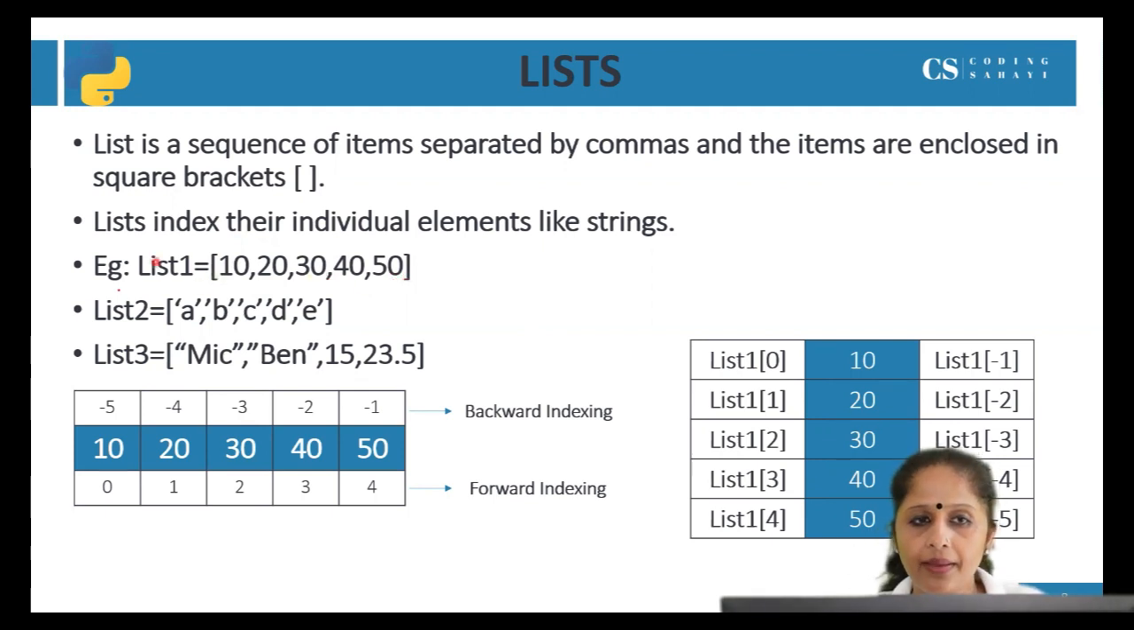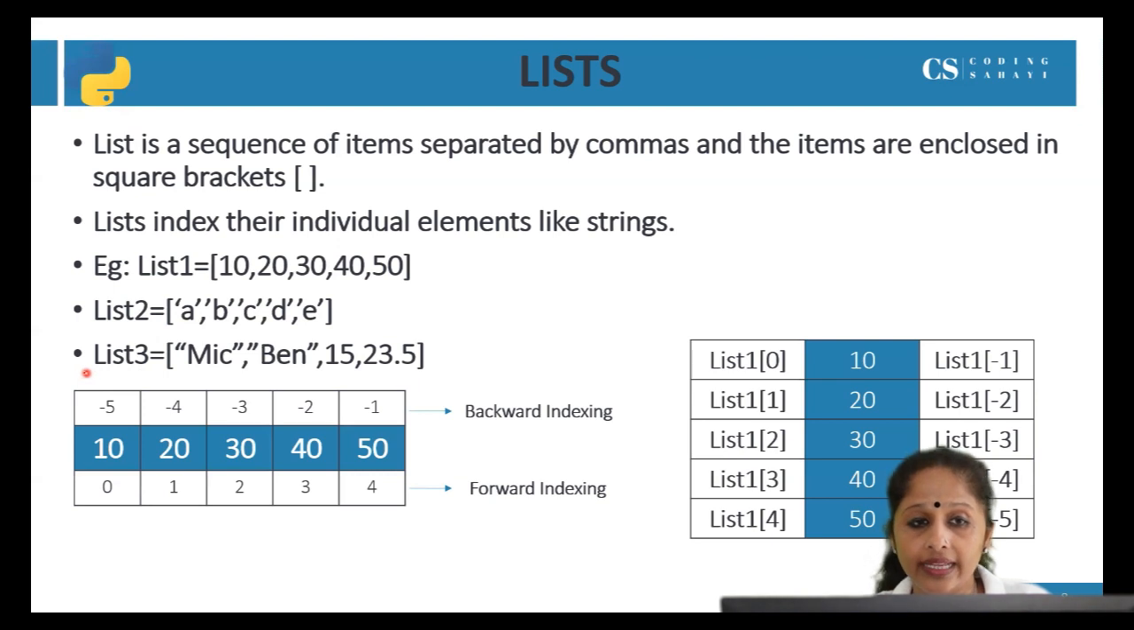So in the first example you can see list 1 is equal to 10, 20, 30, 40, 50. Here I have written the values of integer. Here all the values are integers. So here actually we can say list 1 is a collection of integers. And in the second one I have written some characters, or we can say strings. So list 2 is a group of characters, or a group of strings.